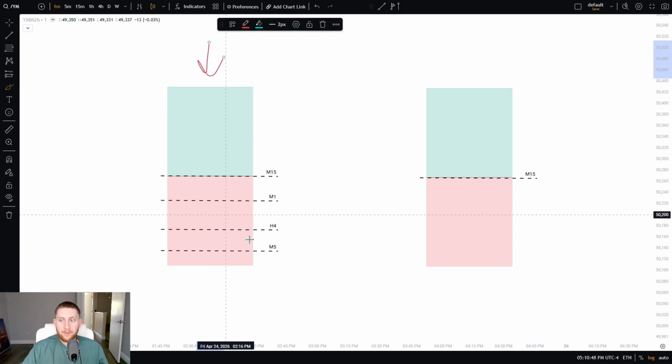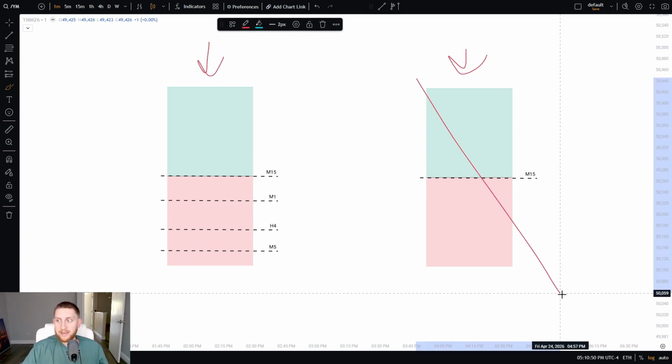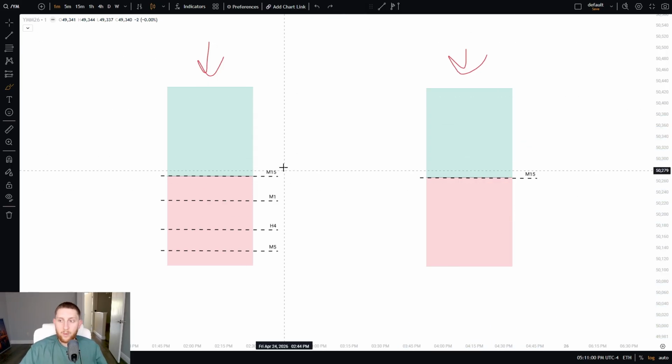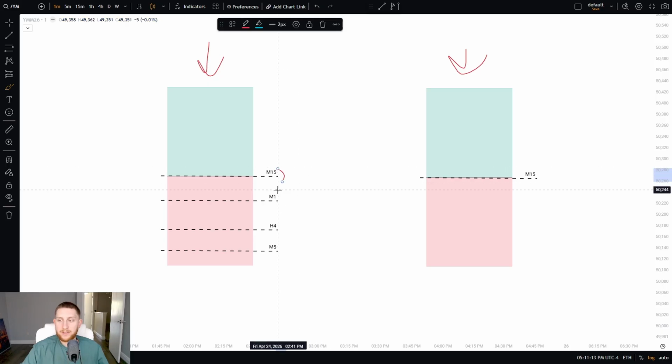This is a high probability setup, while this is not a high probability setup. Now, the main reason why this is a high probability setup compared to this is the levels of demand and confluence, which would be these black lines right here, right? So you can see on the positive example where this is the high probability setup, we have 4 levels of demand, 4 time frames in confluence. We have the M15, we have the M1, the H4, and the M5. That is 4 time frames, 4 levels of demand in confluence.